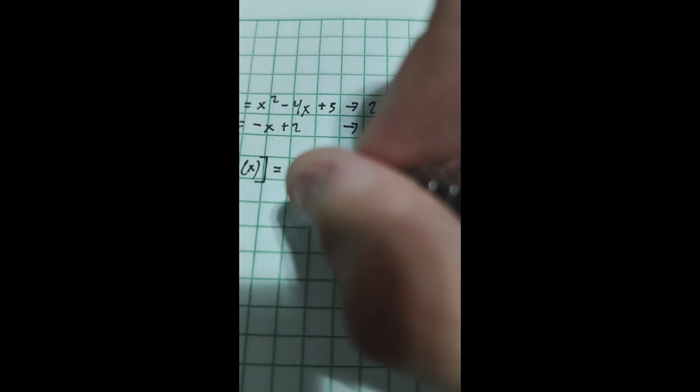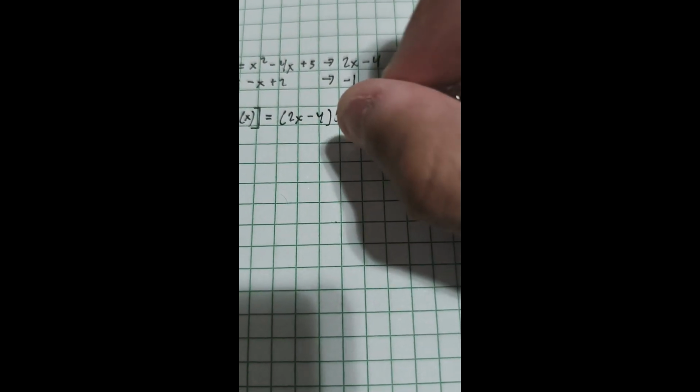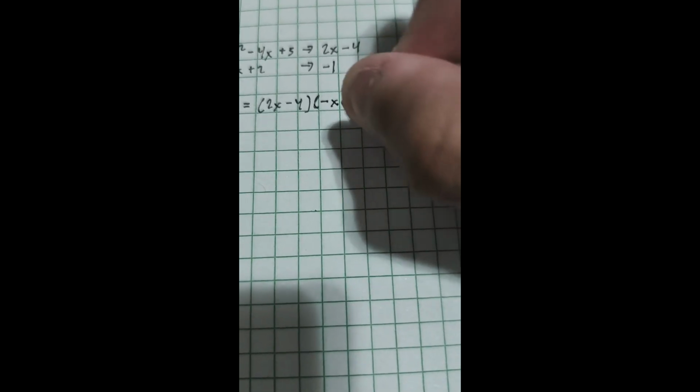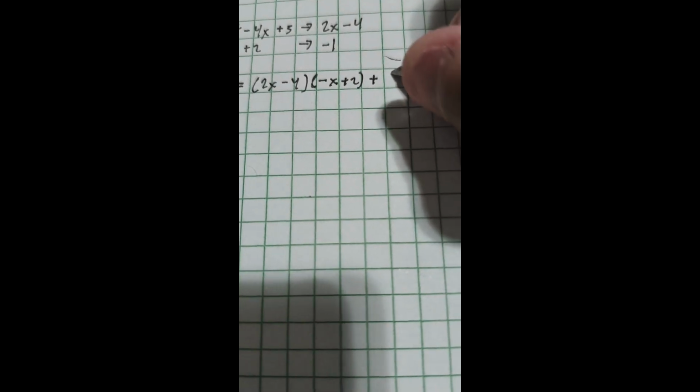We have the derivative of f of x, which is 2x minus 4, times g of x, and g of x is negative x plus 2, plus f of x, which is x squared minus 4x plus 5, times the derivative of g of x, which is negative 1. So our final answer, when we add all these together, we would have negative 3x squared plus 12x minus 13.